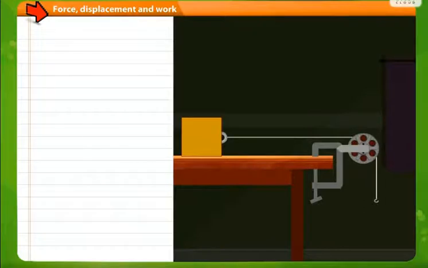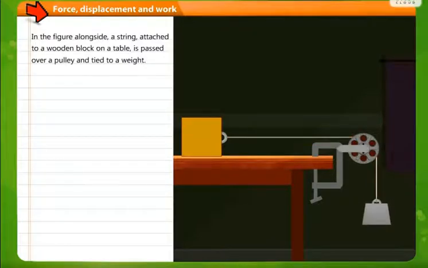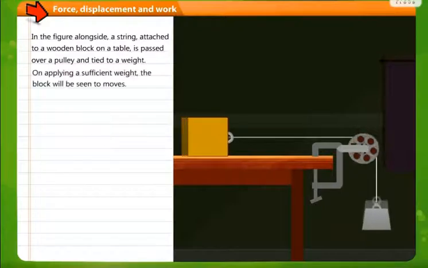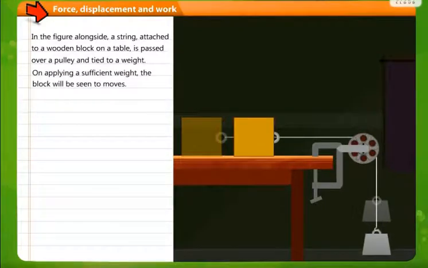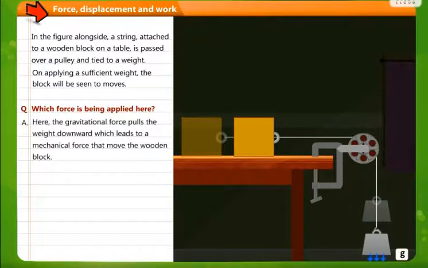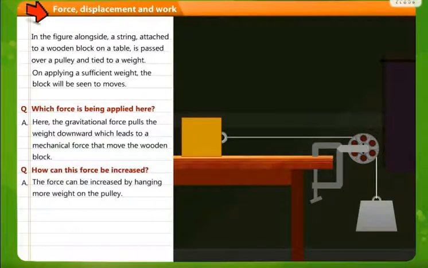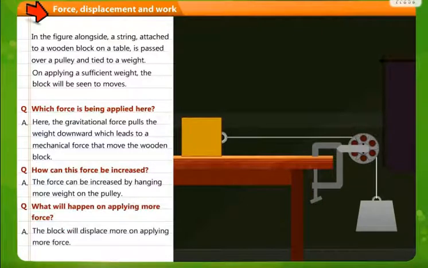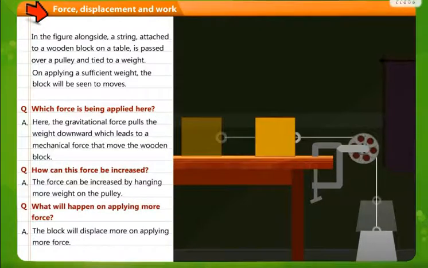Now consider an example. In the figure alongside, a string attached to a wooden block on a table is passed over a pulley and tied to a weight, as you can see in the diagram. On applying sufficient weight, the block will be seen to move. Which force is applied here? The gravitational force pulls the weight downward, which leads to a mechanical force that moves the wooden block. Otherwise the block would not have moved. How can this force be increased? The force can be increased by hanging more weight on the pulley. What will happen on applying more force? The block will be displaced more.